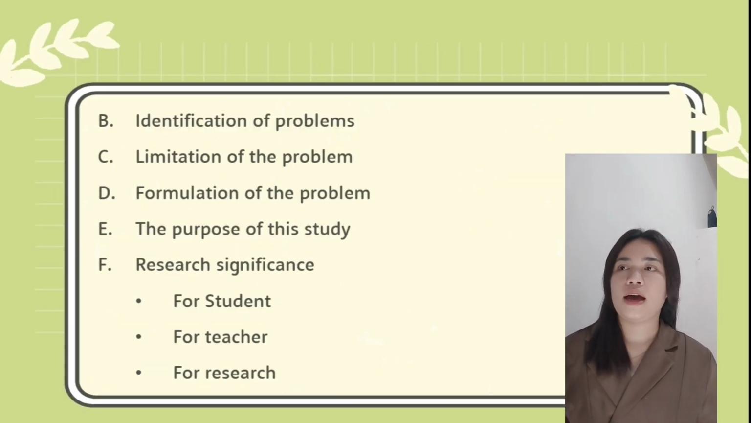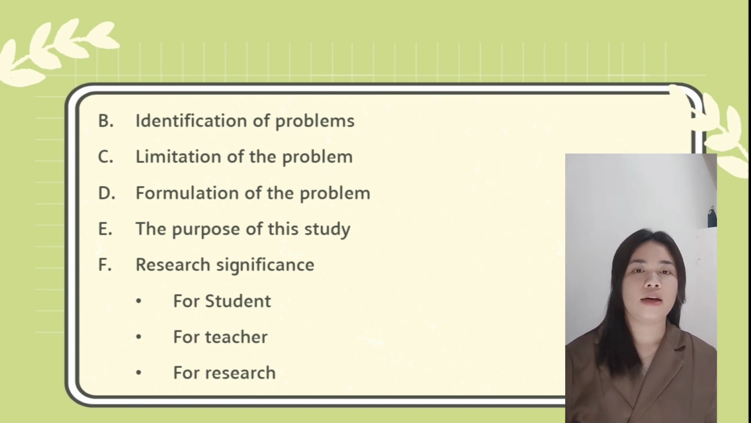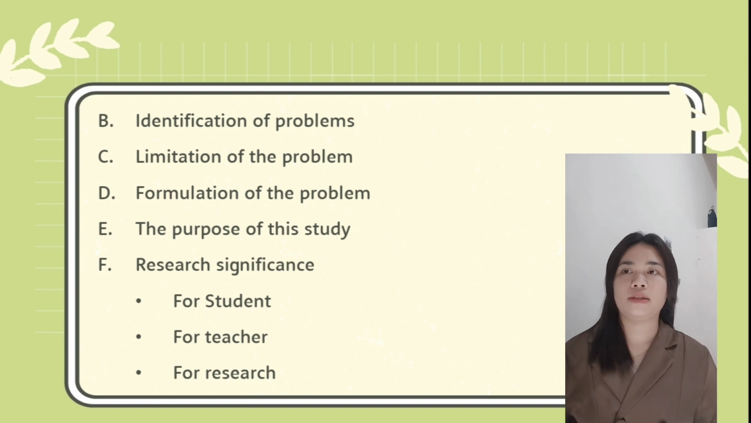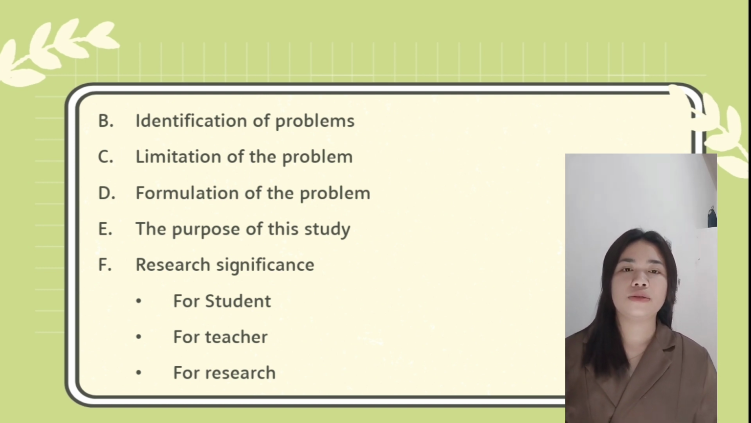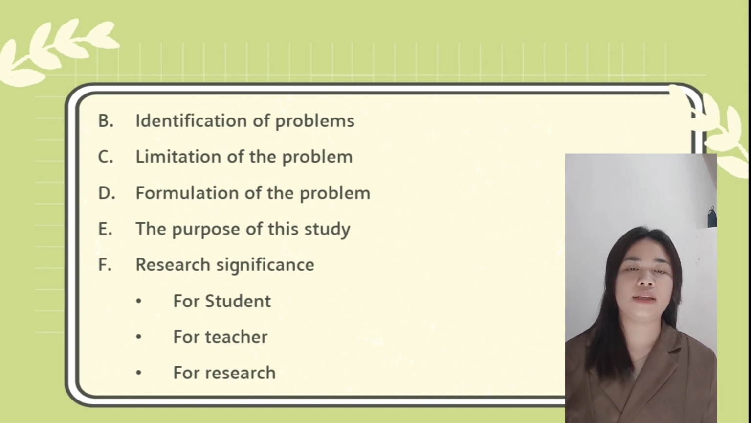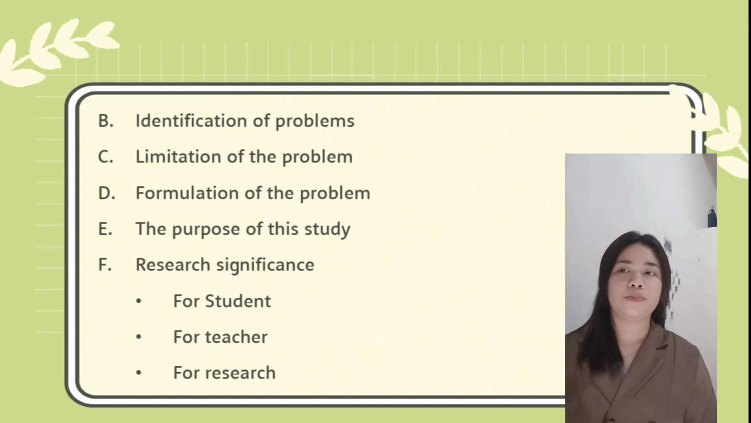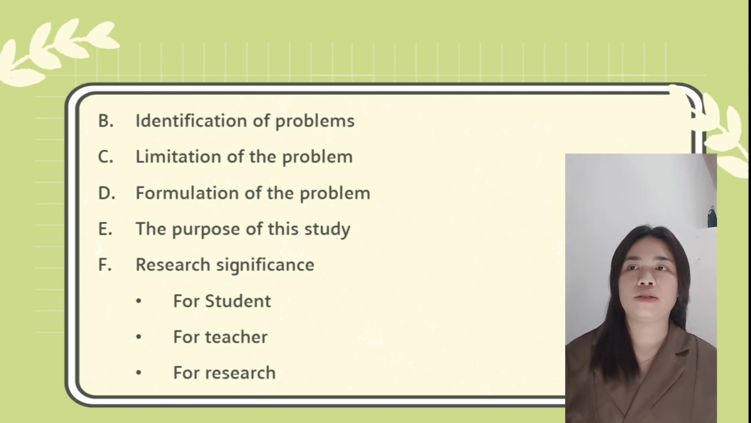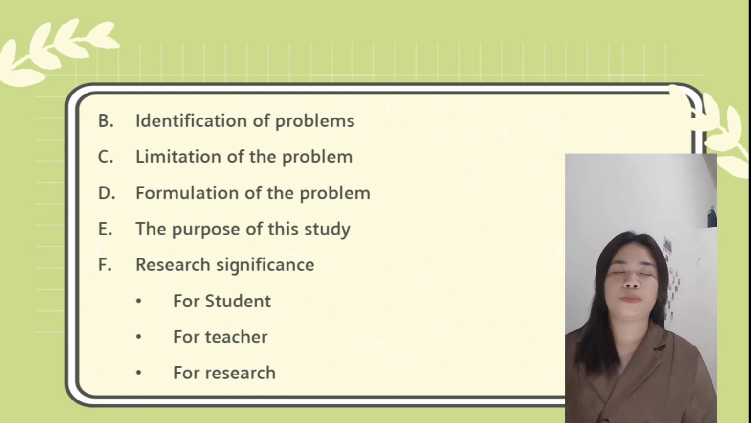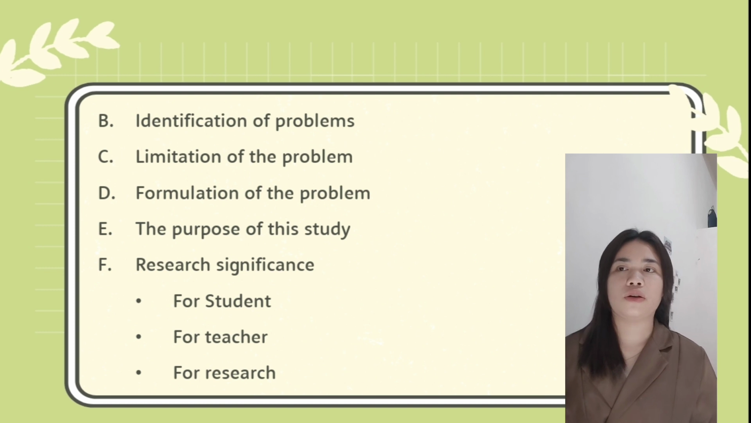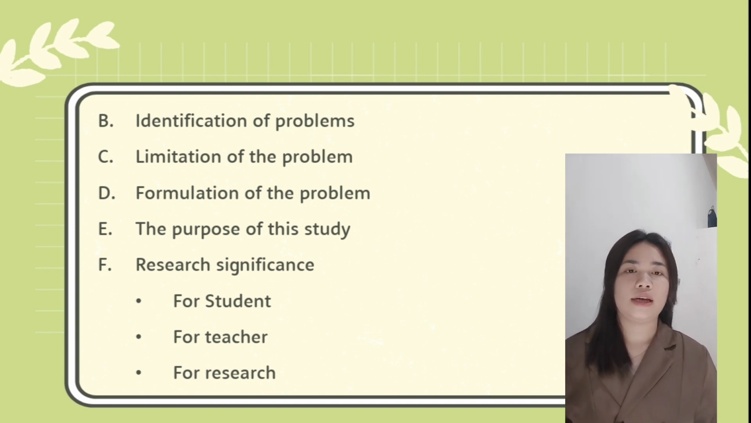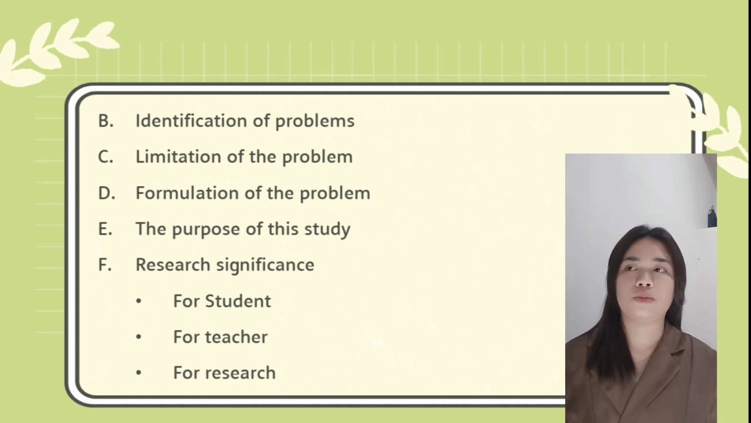Next, B. Identification of the problem. Okay, so in this study, there are several problems that the researcher has found. The first is students are not confident in practicing English during the learning process. The second is the students are confused with using patterns and verbs in grammar. The third is the teacher doesn't have or has run out of methods or ways to teach English. They just use the textbooks.